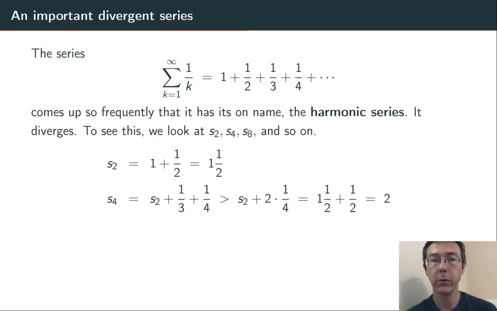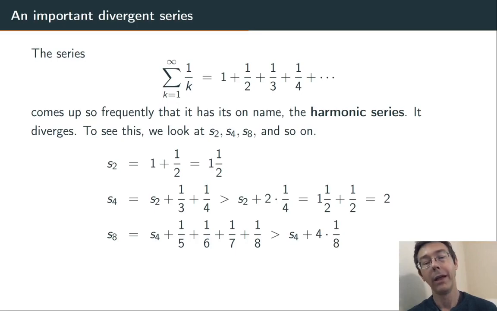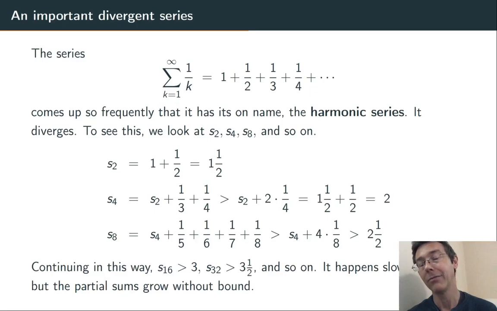So if you compare S2 and S4, we've gone up by more than 1/2. When we do S8, we're adding in 4 new elements, each of which is bigger than the smallest of those 4, bigger than an eighth. So S8 is going to be bigger than S4 plus 4 times 1/8. So we're adding in another half. We're greater than 2.5. We can do this again for S16 and get that we're going to be greater than 3. And S sub 32 is going to be greater than 3.5, and so on. So by going far enough, we can make the partial sums bigger than any number we like. It happens slowly, but it happens.